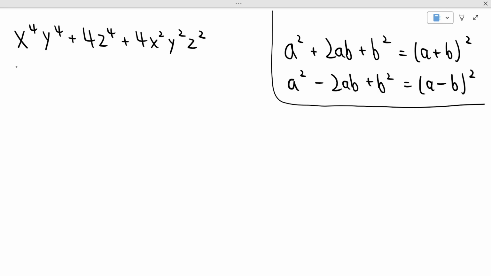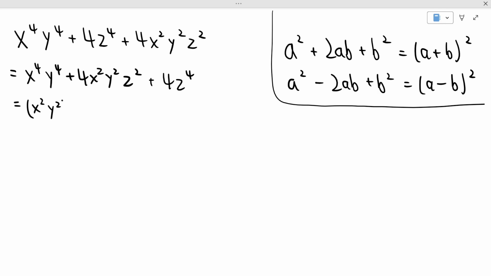I'll reorder the expression to make it clear. So this is just x to the fourth y to the fourth plus 4x squared y squared z squared plus 4z to the fourth. So now we can see that we can rewrite our first term as (x squared y squared) all squared, and 4z to the fourth is just (2z squared) all squared. So this means we can set a equals x squared y squared and b equals 2z squared.